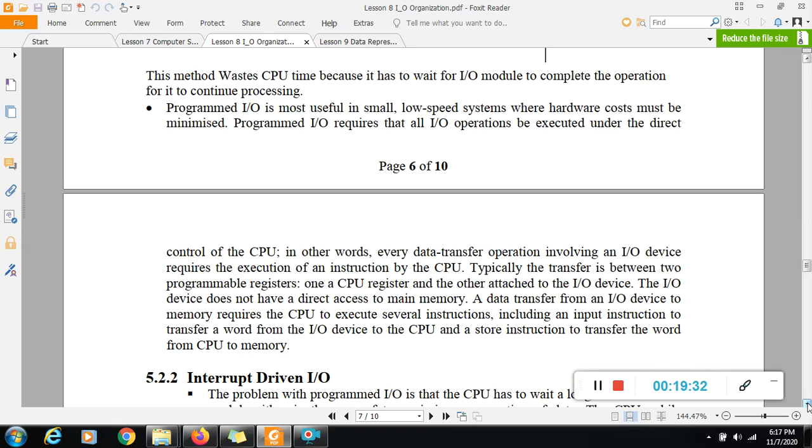Typically, the transfer is between two programmable registers. One, a CPU register, I had mentioned that earlier on, and the other attached to the I/O. There is a delay, whichever way you look at it.